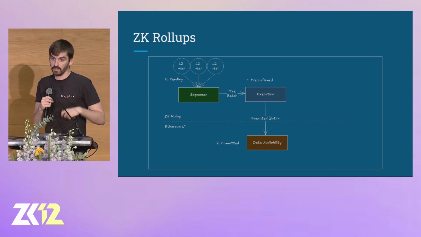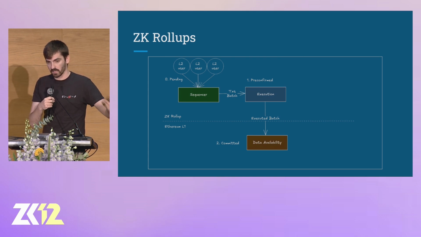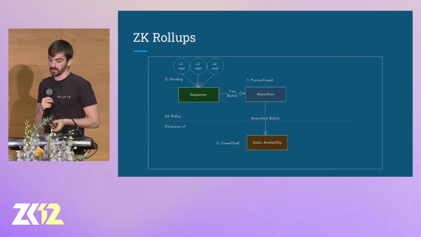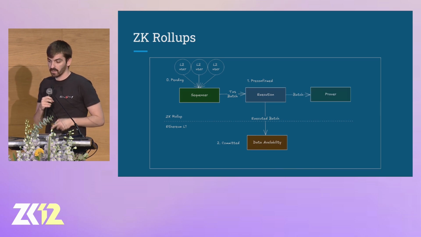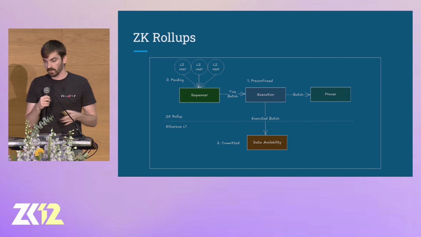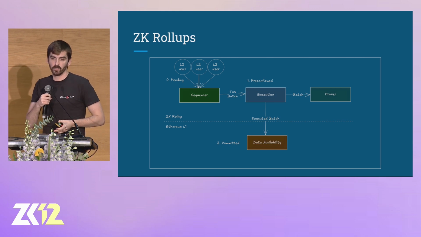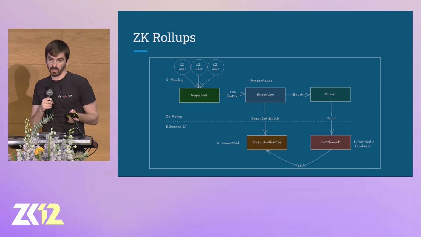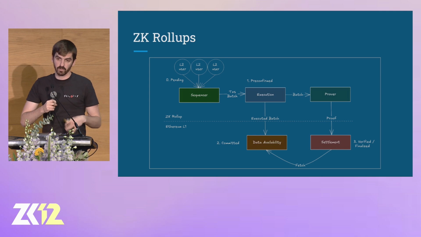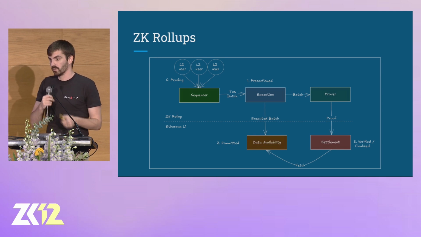So we create an L1 transaction that publishes the data of that batch, the data of all the transactions of that batch, in the L1. And at that stage, we say that our transaction is committed. In the meantime, the L2 will send the batch to a prover, and the prover will actually create a succinct proof for the batch. And when that succinct proof is created, we will submit that proof to an L1 smart contract that will actually run the verifier and verify the correct execution of the transactions.